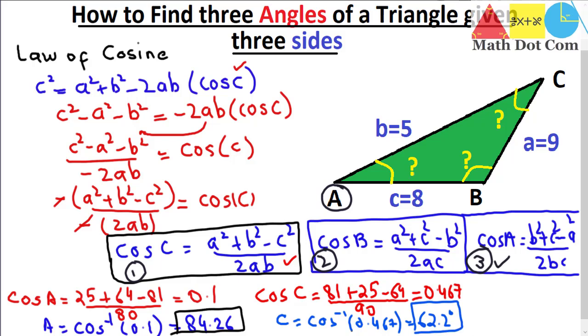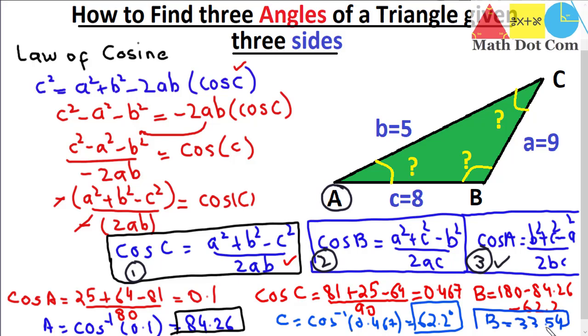Now for finding the third angle, we will use the rule of the triangle, that if we sum up all the angles, we will get 180 degrees. So we will sum up A and C and subtract it from 180. So we will get the third angle, that is angle B. So let's find the angle B. B equals 180 minus 84.26, that is the angle A, minus 62.2 degrees, that is the angle C. So the angle B equals 33.54.